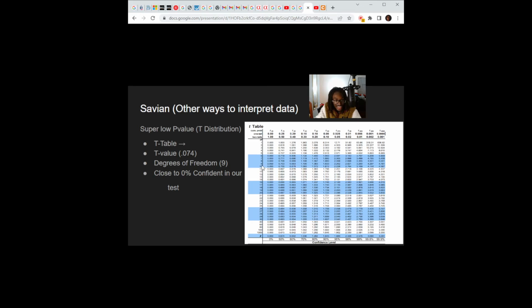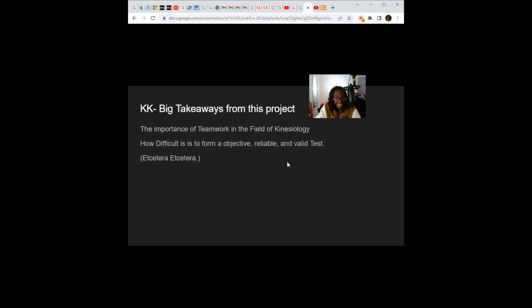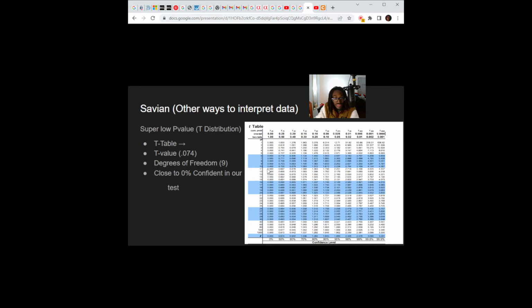So we go to 9 degrees of freedom, try to find 0.074, and we're stopped right at the gate of 50% confidence, because our value is way, way, way lower than 0.703. And as a matter of fact, it's way closer to 0. So this proves, since our test is really close to 0 with 9 degrees of freedom, that we have almost 0, just a little bit higher than 0% confidence in our test ultimately, which is perfectly fine, like I said.